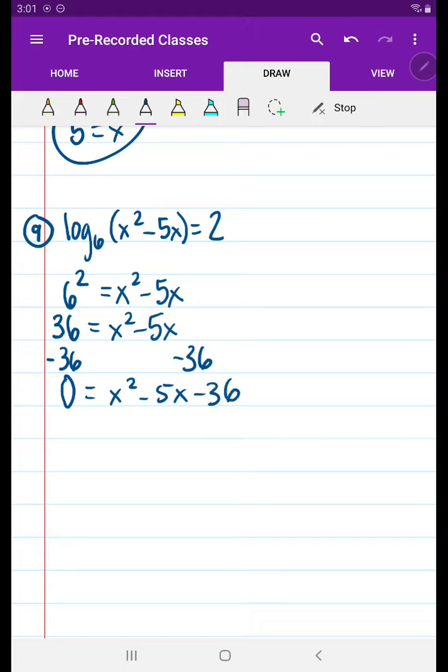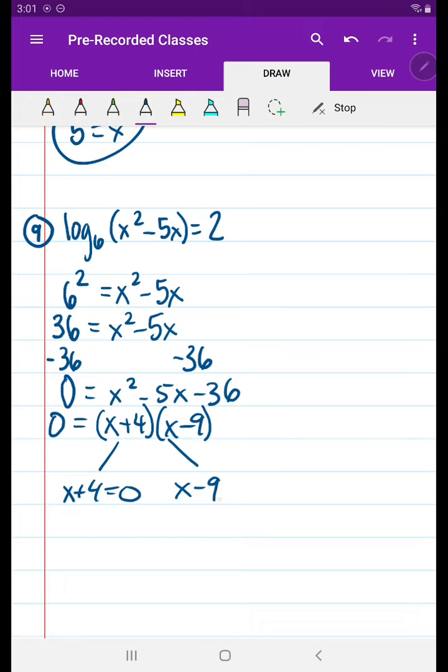Now this is something that you could factor with first and last. So 0 is going to be, let's see, x plus 4 and then x minus 9. I did that with first and last in my head. Then we can take our factors, split them up, set them both equal to 0 and solve those. So I can subtract 4, I get x is negative 4, add 9, and x is 9.